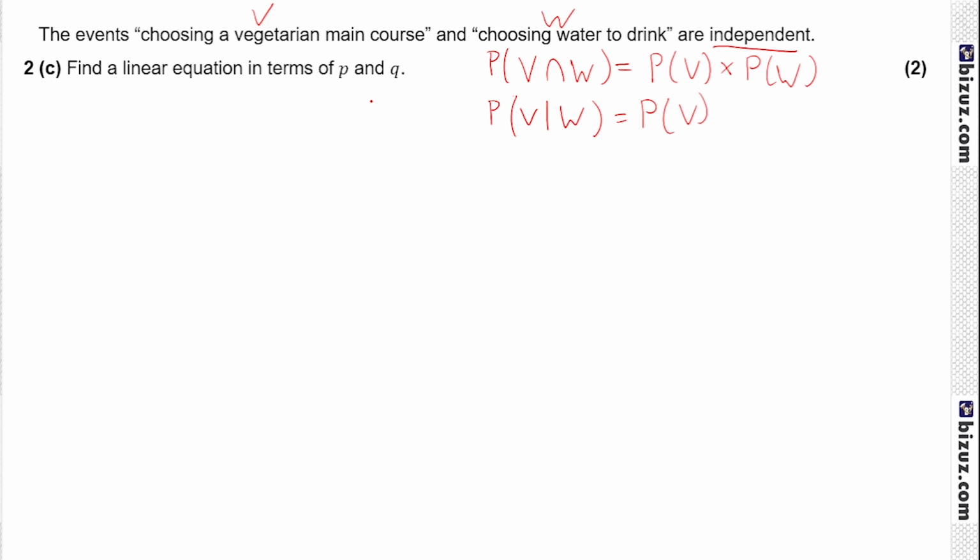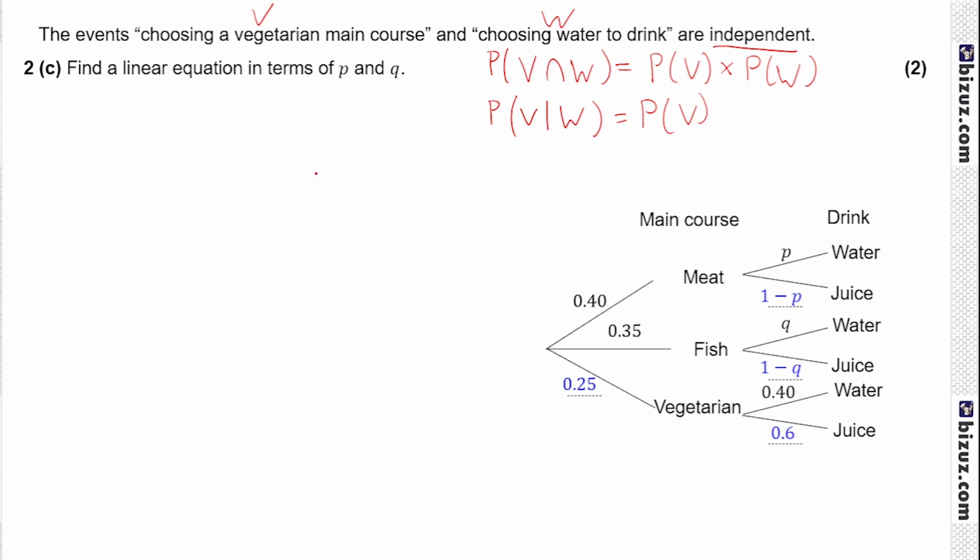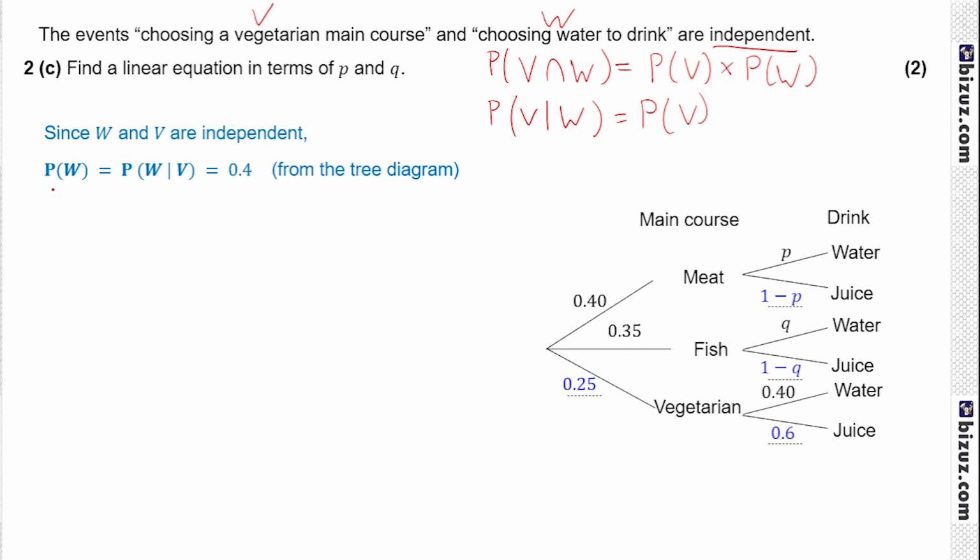Now, what statement are we going to use? Which of these formulas are we going to use? Well, we found the probability of W before. We found the expression for that. So it would be beneficial if we use something that relates to that. So let's bring up the tree diagram again. And since W and V are independent, as I've said, the probability of W has to be the same as the probability of W given V. So this is the third possibility that I talked about.